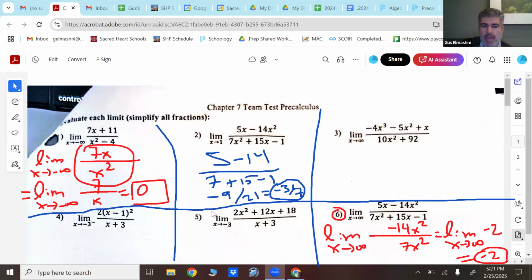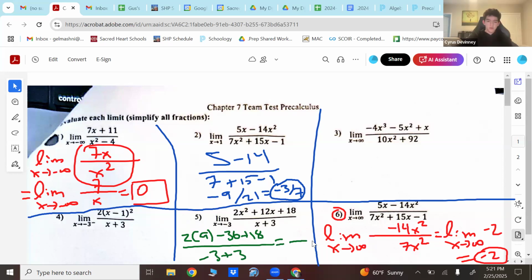Okay. But now let's take a look at 5. For 5, if I substitute, I get 2 times 9, because you have to square it, minus 36 plus 18 over -3 plus 3. Now, what happens when you do that? -3 plus 3, you get that over 0. Yeah, you get 0 over 0. So when this happens, this means that we're going to have to use some other technique like factoring or something else. So we're going to want to factor here in this case.